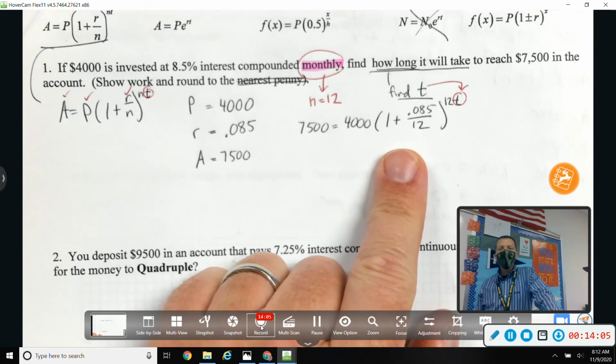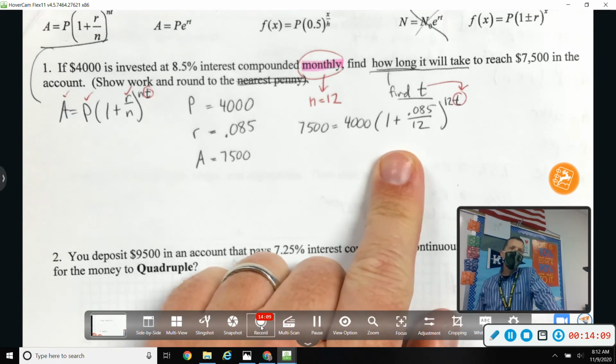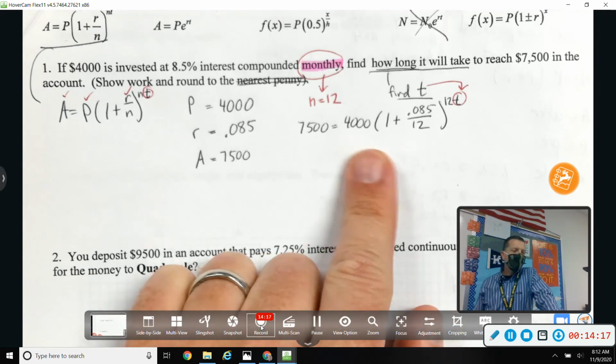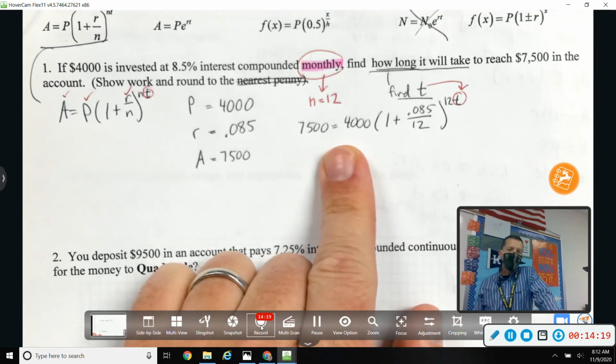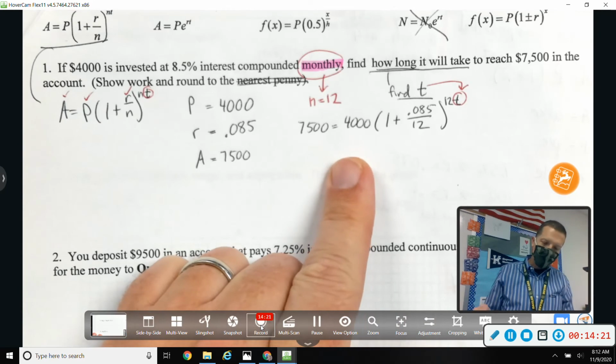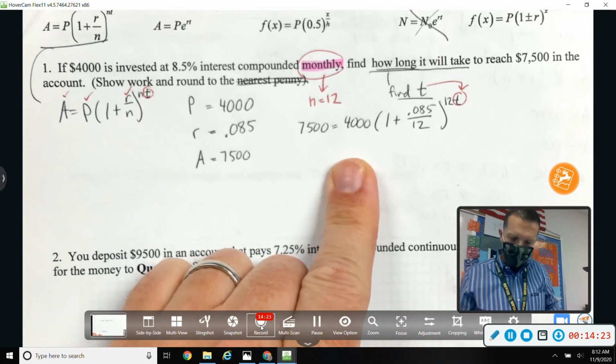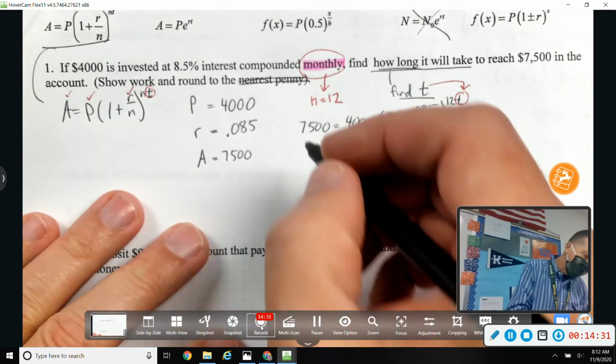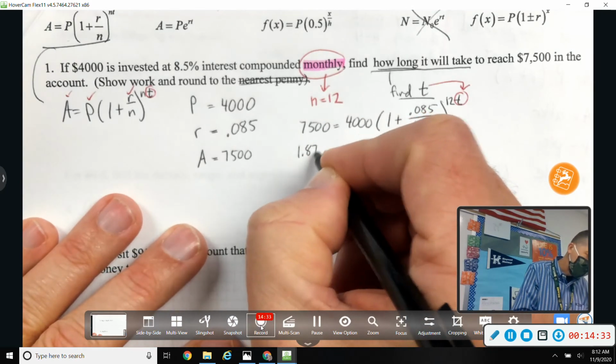I could type that in the calculator, but it's going to give me a weird decimal, so I don't really want to mess with it right now. But you can if you want to, then you just have to write it down every time. So I'm going to divide by 4,000. That might give me a weird decimal as well, but let's see. 7,500 divided by 4,000 is 1.875. Well, that's not too bad, I guess.